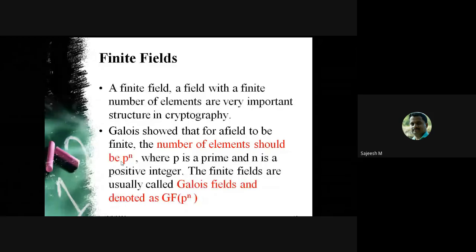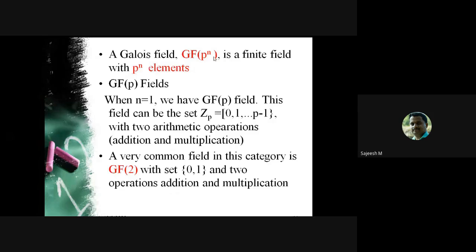Then the finite fields are usually called Galois fields, denoted as GF(p^n), where p must be a prime number and n must be a positive integer. Then only a field will be a finite field. A Galois field GF(p^n) is a finite field with p^n elements. That is the normal representation.